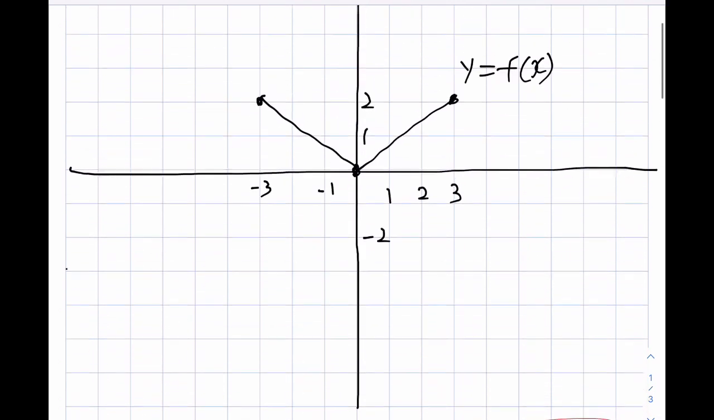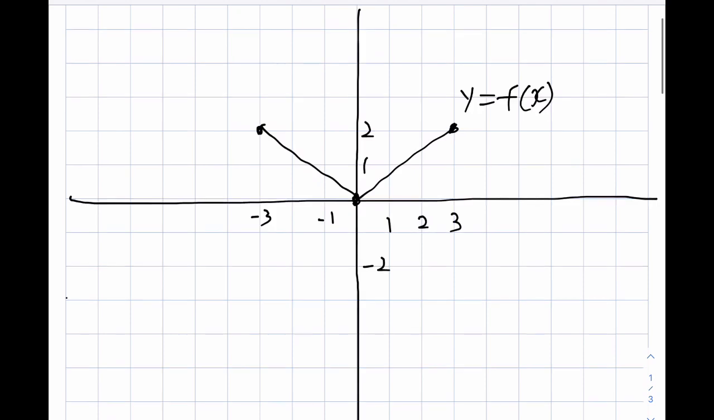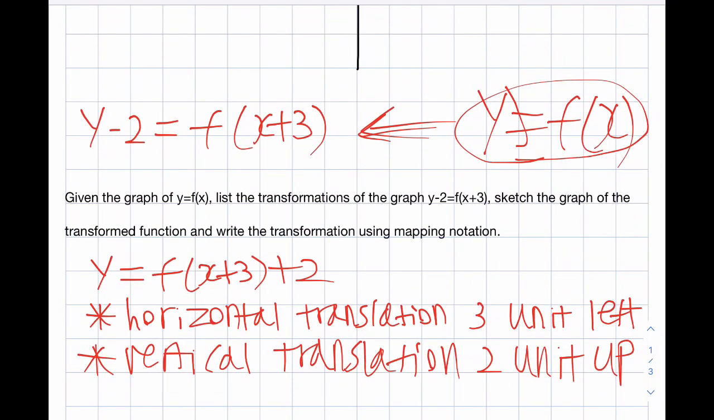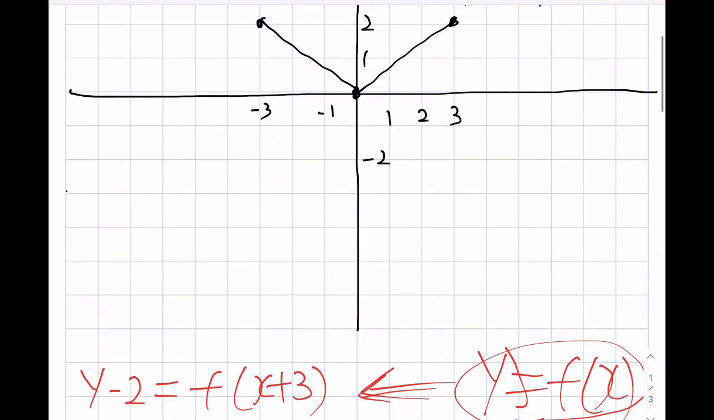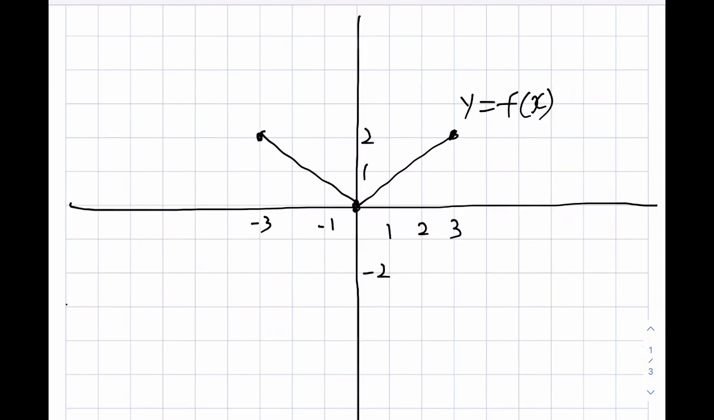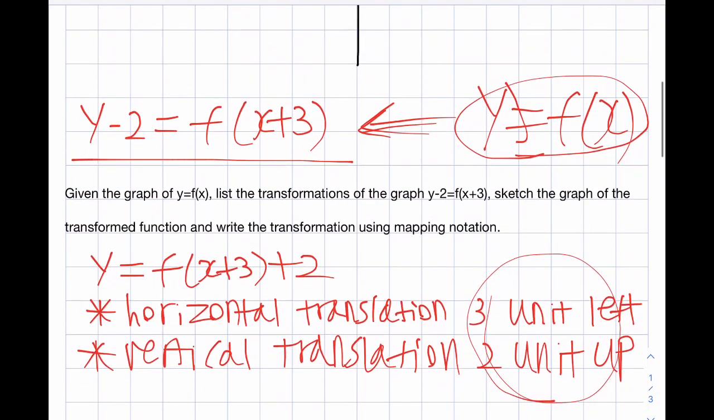When we look at this graph of y equals f(x), we see that its points are at (-3, 2), (0, 0), and (3, 2). So now we have to move those points 3 units to the left and 2 units up. We need to apply this transformation to y equals f(x) to get y minus 2 equals f of x plus 3. Now let's do that. So 3 units to the left, 2 units up.